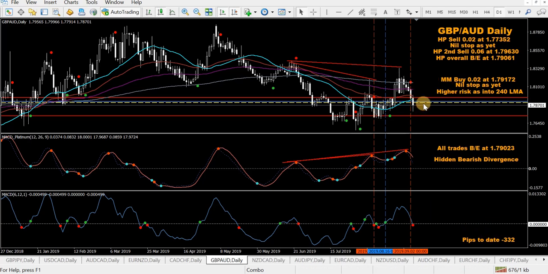But there's the overall. I think all trades break even. Yep. Normally I write that in here, what it is. Hidden bearish divergence. You can see the red trend lines. So that's in profit at the moment overall, which is not too bad. New Zealand CAD.